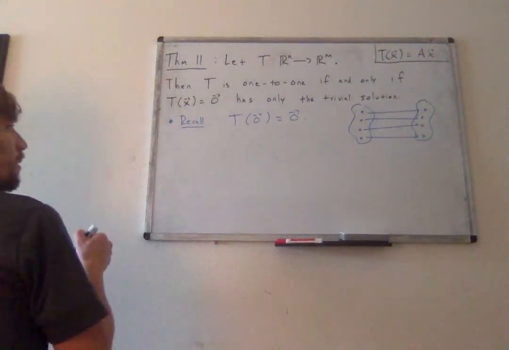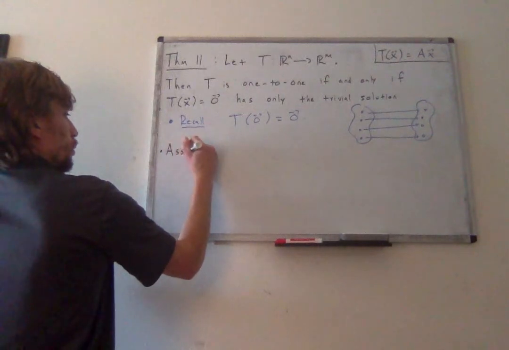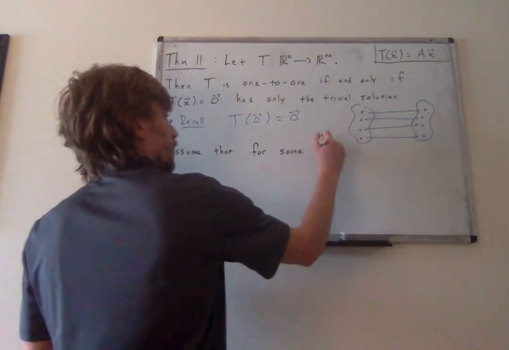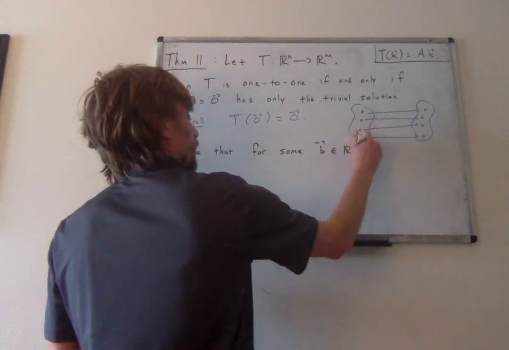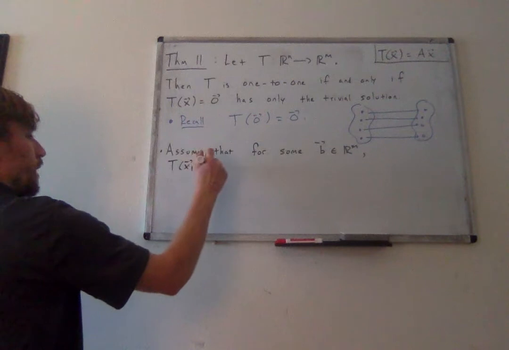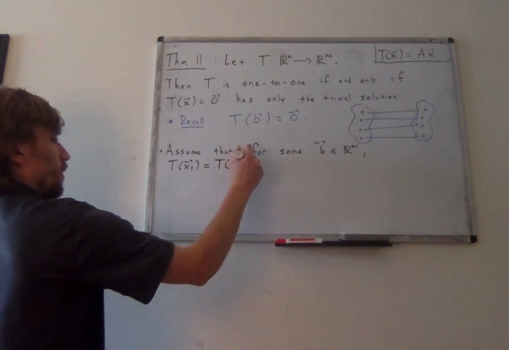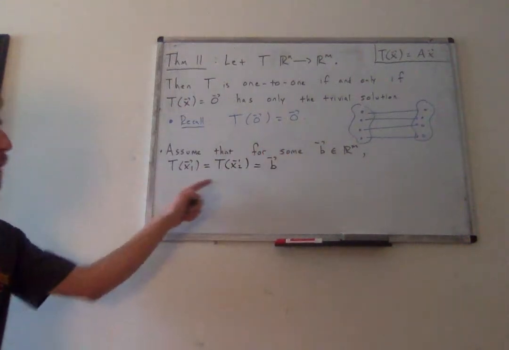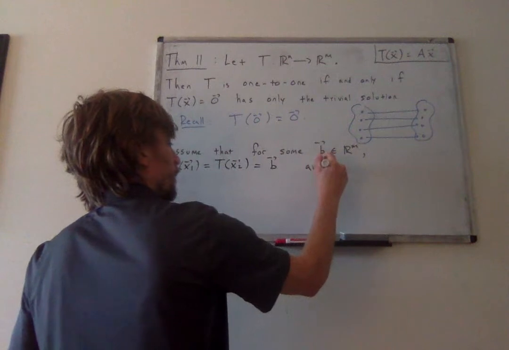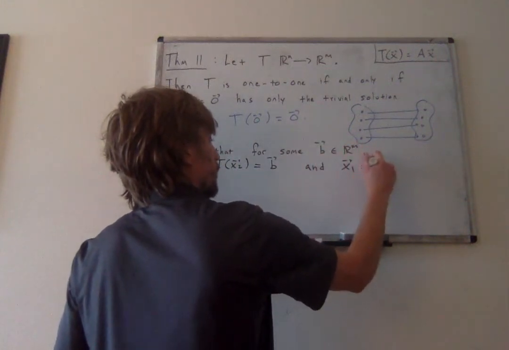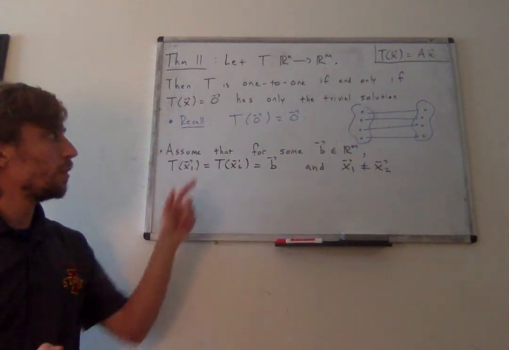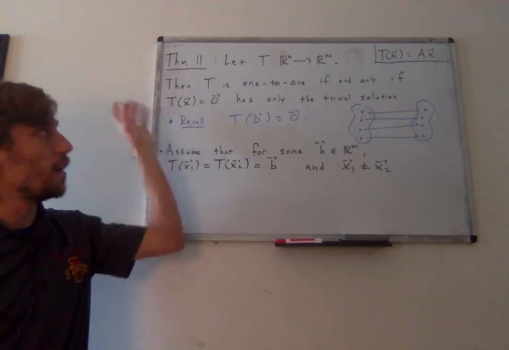So assume that for some b in R^m, we have one vector x1 and one vector x2 that both map to b, right? So this assumption is assuming that the linear transformation is not 1-to-1. And that, of course, x1 and x2 are not equal. All right. So our goal is to try and show that there's a non-trivial vector which maps to the 0 vector, because that will prove this statement.